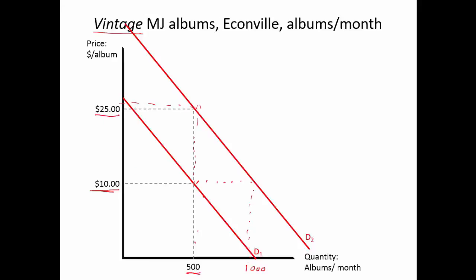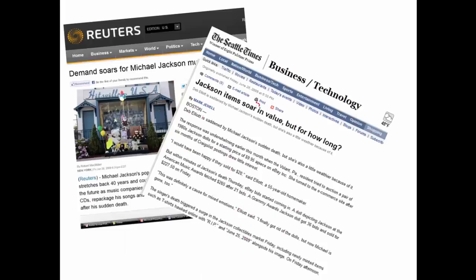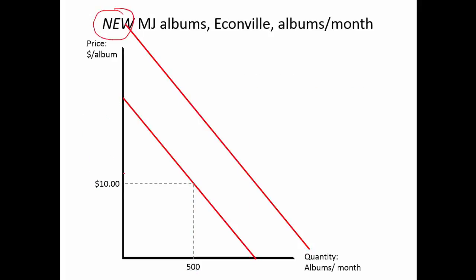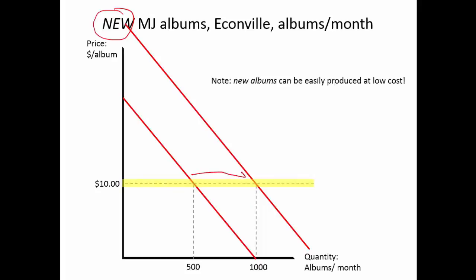And I'm just making up the numbers. It doesn't have to be very accurate at this point. It just has to reflect the actual pattern of change that we observed. And this is exactly what we did observe in these news stories here. Note that there's a fixed supply of the genuine vintage albums. You can't make more of those, so the supply curve is fixed here at 500. And therefore the adjustment has to be strictly a price adjustment. And if we talk about new albums, new albums could be reproduced at a pretty constant marginal cost. So what we might see there is strictly an increase in quantity at the same price.